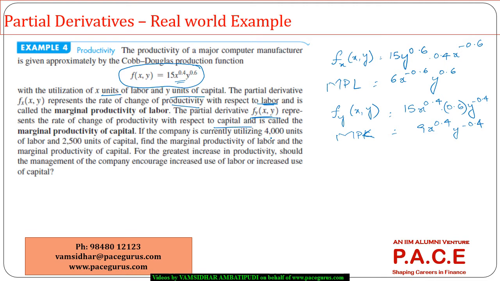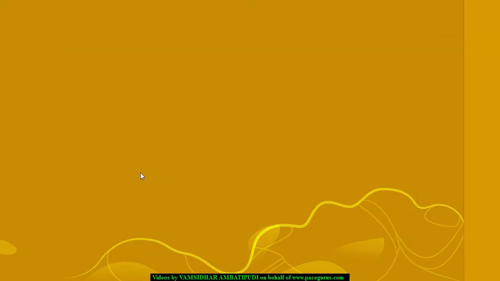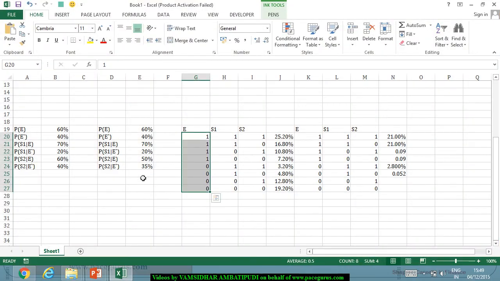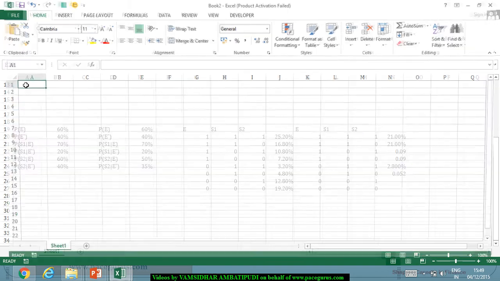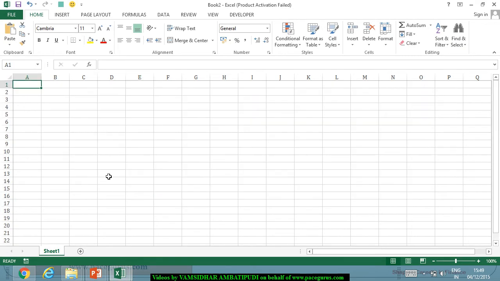If the company is currently utilizing 4,000 units of labor and 2,500 units of capital, so I know now x is 4,000 and y is 2,500. Find the marginal productivity of labor and the capital. Okay, so how do I find the marginal productivity of the labor and capital? Let me open a spreadsheet for that.